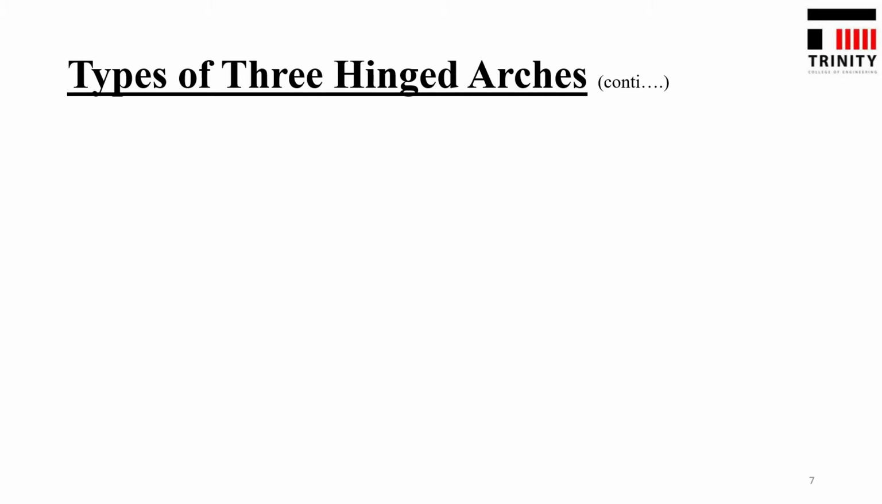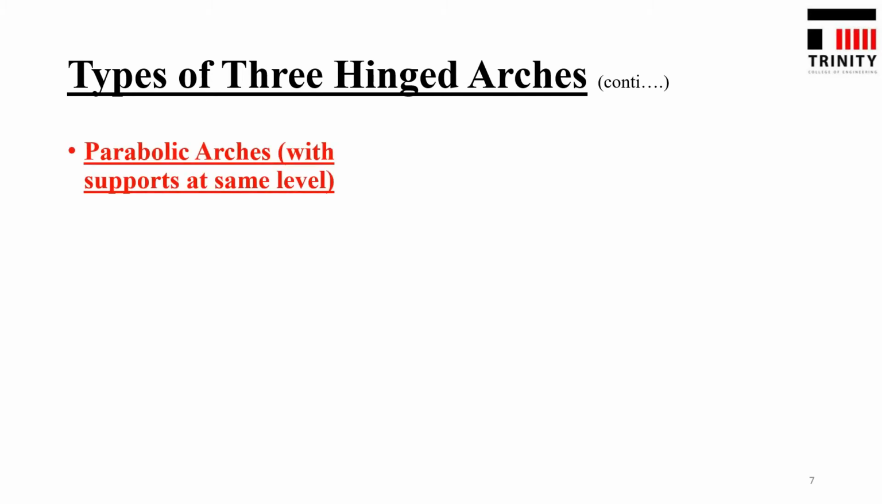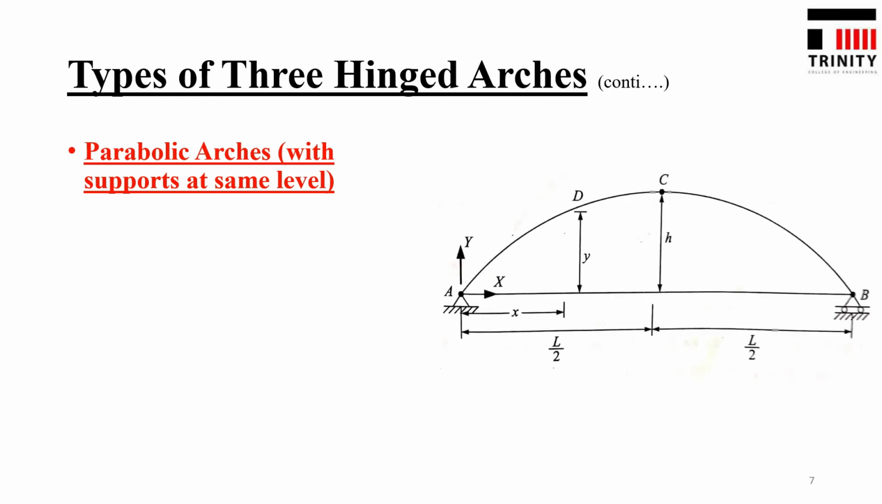Then the other type of arches, parabolic arch. In parabolic arches, there are two conditions that we are going to discuss. First is supports at the same level. Here you can see a three-hinge parabolic arch ABC with supports A and B at the same level. The span of this arch is L and the rise is h. Consider any section D which is at a distance x from left support A and vertical distance y.